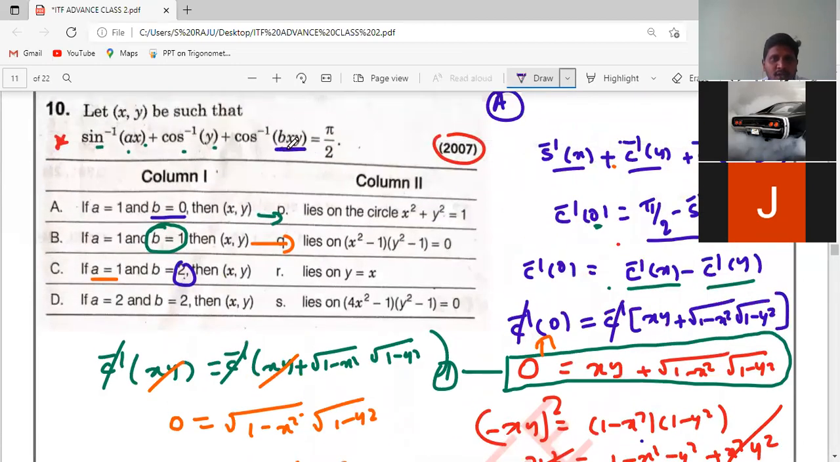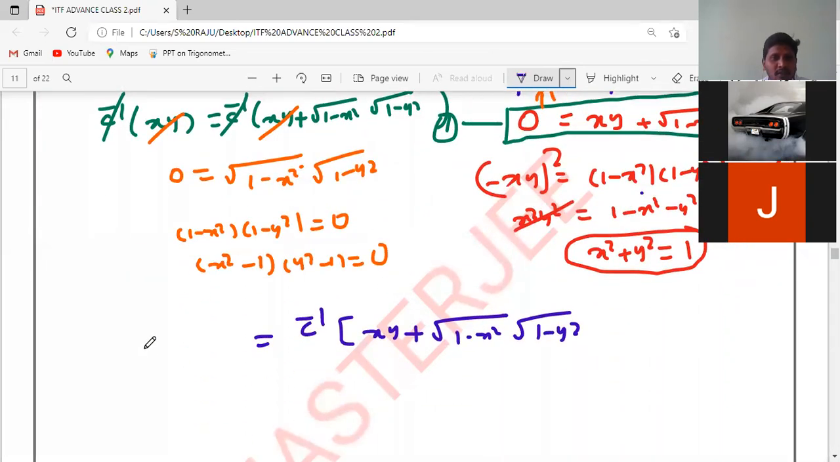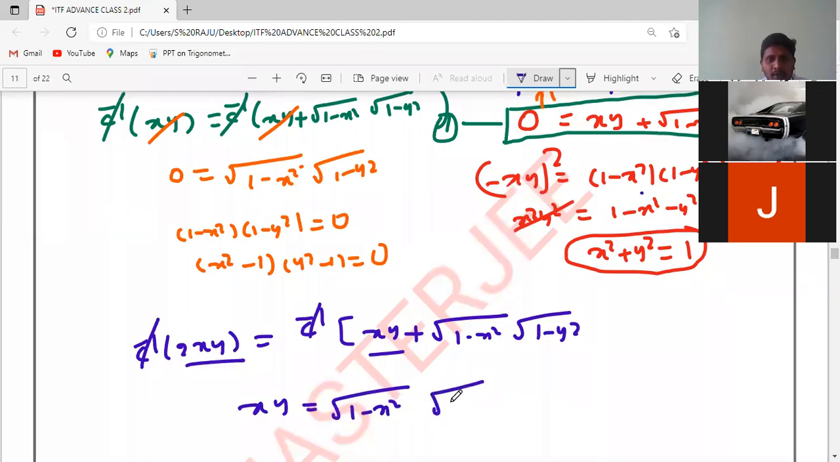So B value is 2, nothing but cos inverse of 2xy. Cos inverse of 2xy, so cos inverse cancels. 2xy is there, here xy. This xy take to the left side. Finally, we get xy. The right side is 1 minus x square, 1 minus y square.